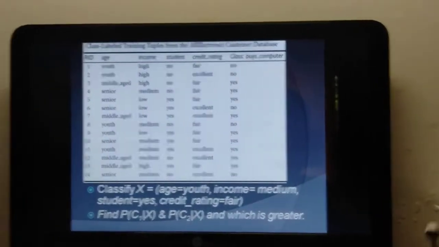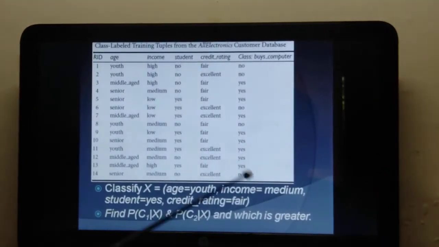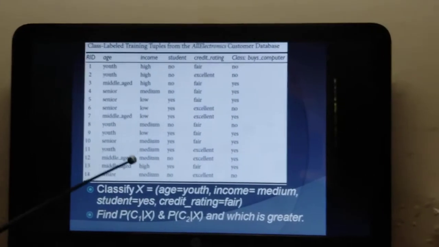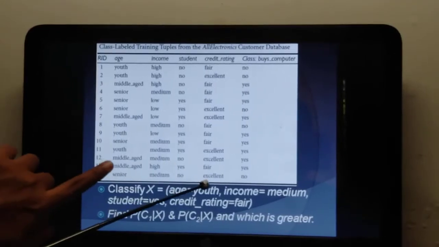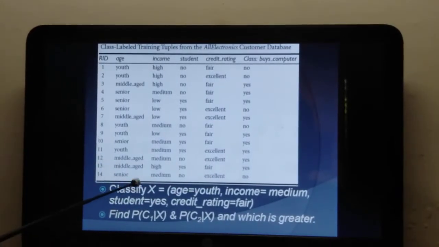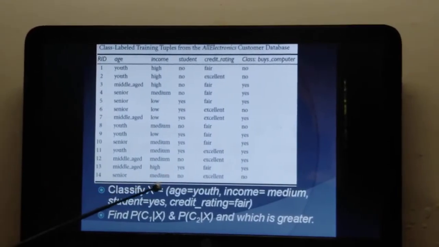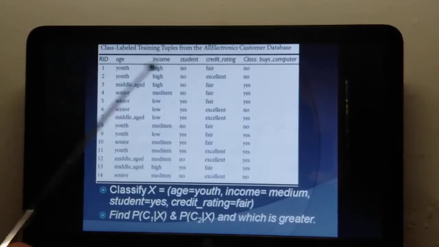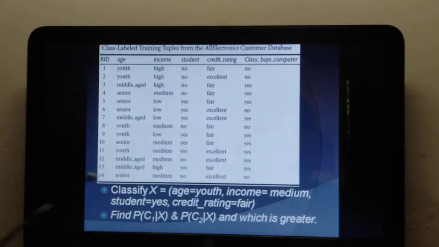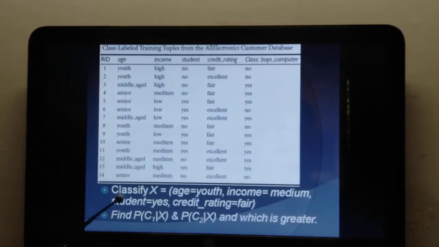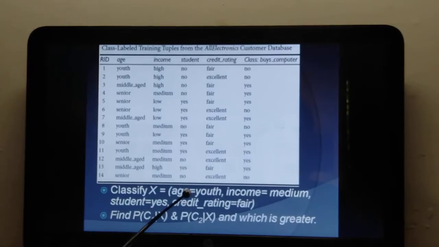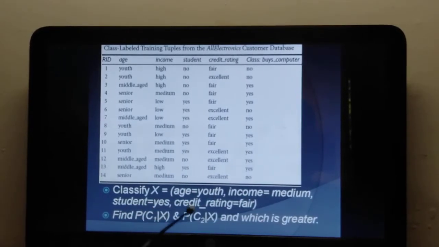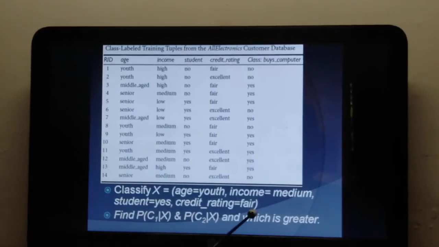Supposing I have this as my data and my question is classify X. This is one question similar to this. A question has come in the previous regular question paper. In your last year's regular question paper, there was a question similar to this. All you need to do is, this is the data that is given to you. This is D. Now the question is classify X, where age is equal to youth, income is equal to medium, student is equal to yes, credit rating is equal to fair.